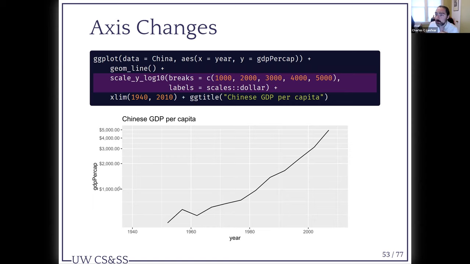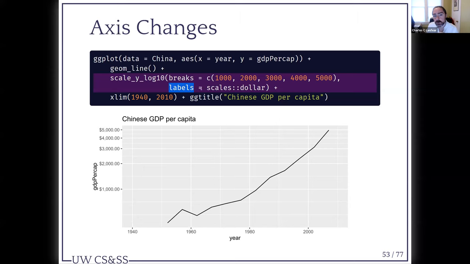This is me playing around with some special features I want you to know about in scales. I'm saying here first, the breaks where I want the labels on the y-axis to be are at 1,000, 2,000, 3,000, 4,000, and 5,000, which is why they're there. But then I want their labels to be automatically modified by ggplot for me. I do this like this.